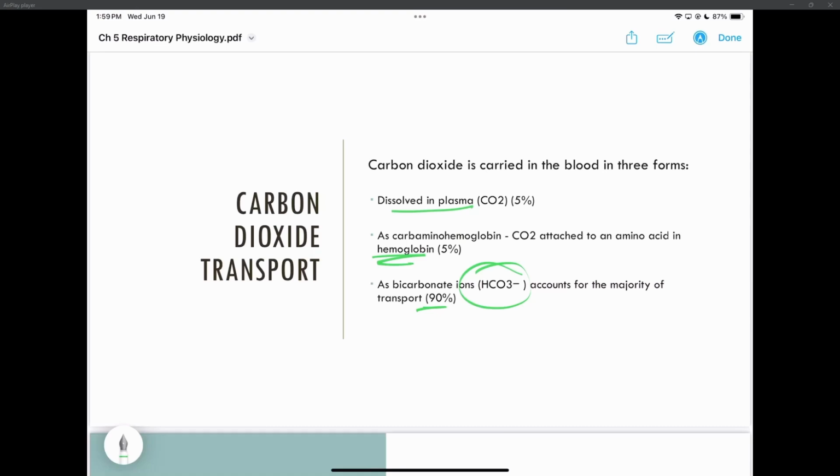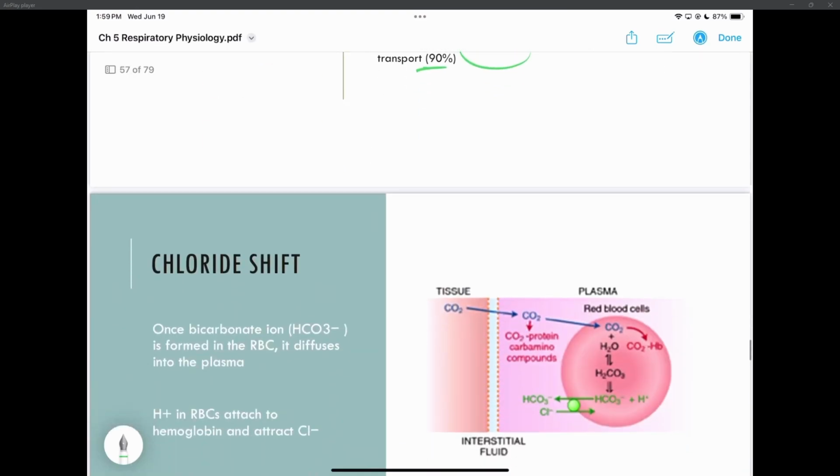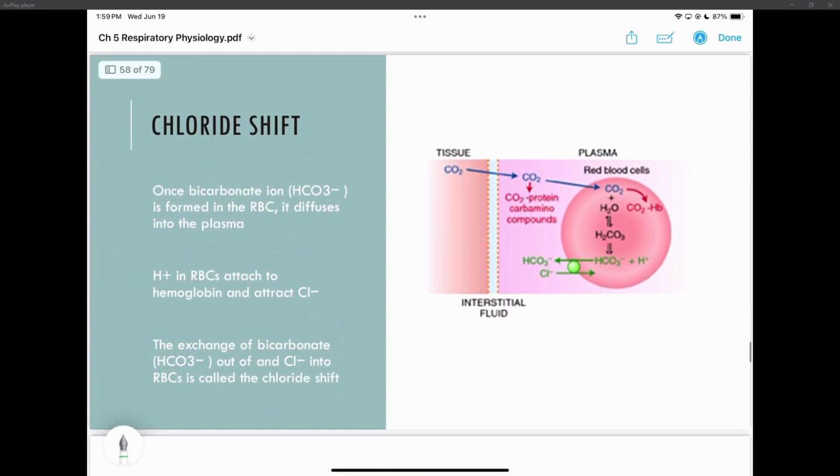So 90% of the CO2 gets converted into bicarb, and we'll see what that bicarb does as we go through the body. So we use this thing called the chloride shift. One bicarb ion is formed in the red blood cell. It diffuses into the plasma.